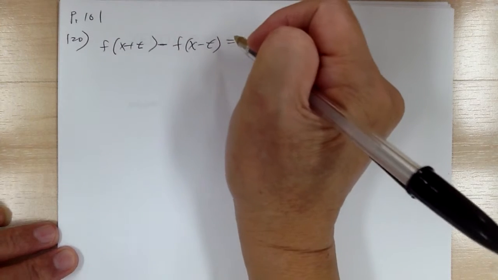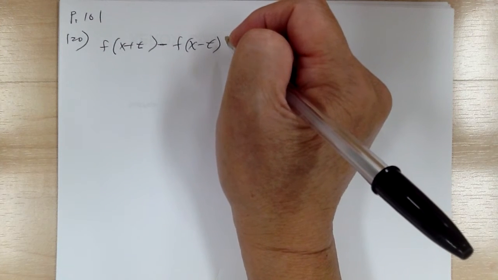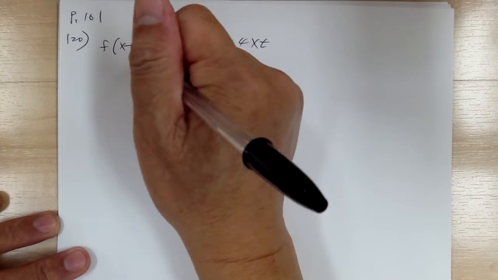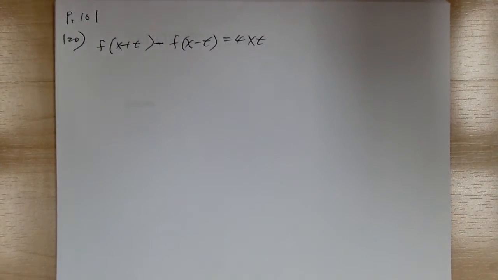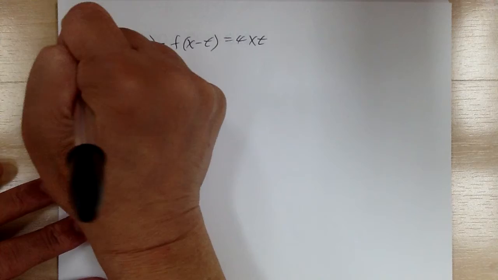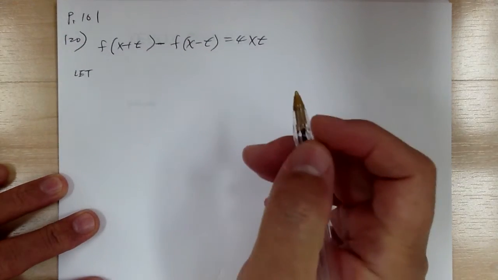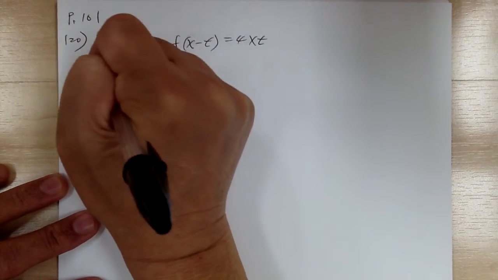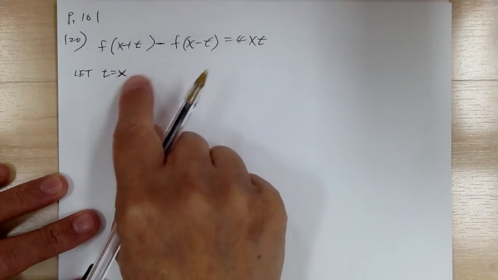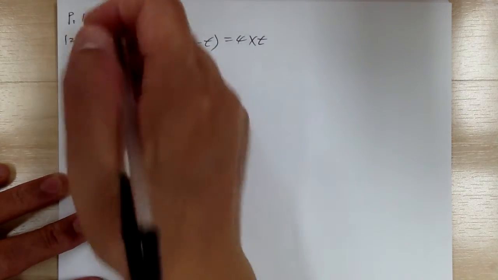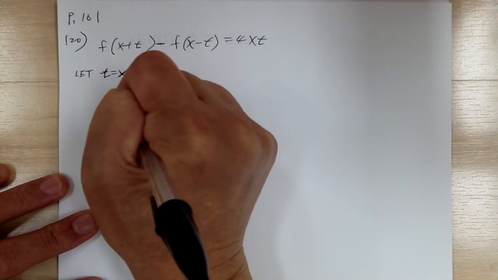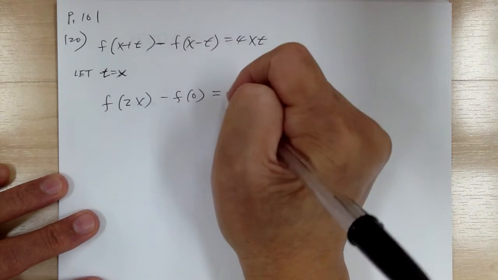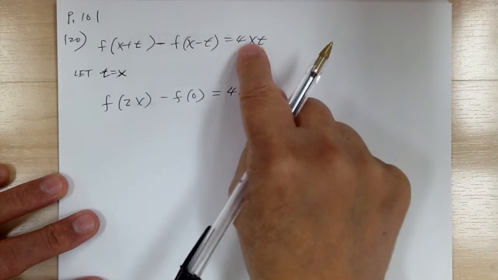Okay, so since this is a functional equation, we can set the variable to different values to solve this equation. First, again, you have to choose the values wisely, because if you choose bad values, it's not going to help you. So first, we're going to let t equal to x, okay? And so when t equals x, this becomes f of 2x minus f of 0 equal to 4x squared, right? I can set t equal to x.